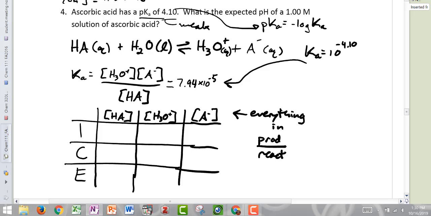What do I know? I know the reactants. I was told I have a 1 molar solution of ascorbic acid, which is HA. We'll go with zeros for these. Everybody gets an X for change. That's how I consolidate variables.